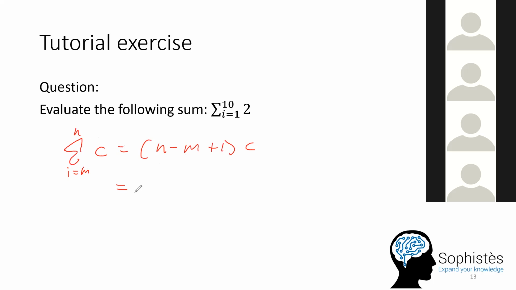So here you can use this rule. Ten minus the m, which is 1, and then plus 1. So basically it's just n times c in this specific case. So you get 10 times 2, which is 20, right? So here you had to recognize that you could use the constant term rule. All right. Very good. Is this one clear for everybody? Yes? Okay.